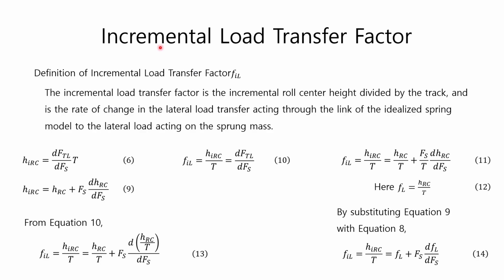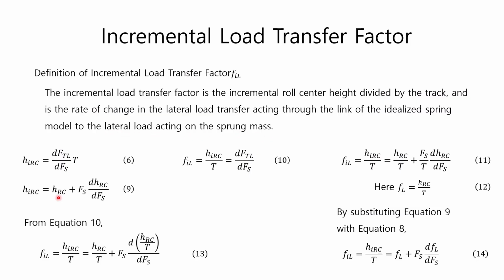Let's find the incremental load transfer factor in relation to the incremental roll center height. The front and rear incremental roll center heights determine the load transfer distributions at the front and rear. Dividing both sides of equation 6 by the track T gives equation 10, where the incremental roll center height HIRC divided by the track T represents the non-dimensional roll center height and is called the incremental load transfer factor. The incremental load transfer factor is the incremental roll center height divided by the track and is defined as the rate of change in the amount of lateral load transferred through the link of the idealized spring model for the lateral load acting on the sprung mass.